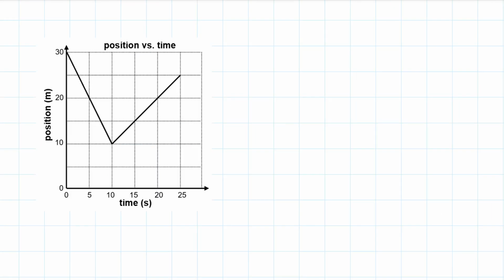Now, if I have a position versus time graph, okay, we can find distance and displacement the exact same ways. Remember, distance cares about all of the distances traveled, all of the paths traveled, just add them up. So this person started at 30. 10 seconds later, they were at 10 meters. So they traveled a total of 20 meters because they went from 30 to 10.